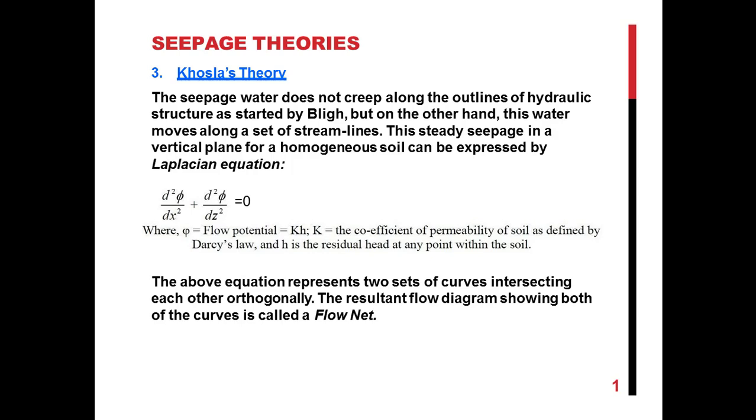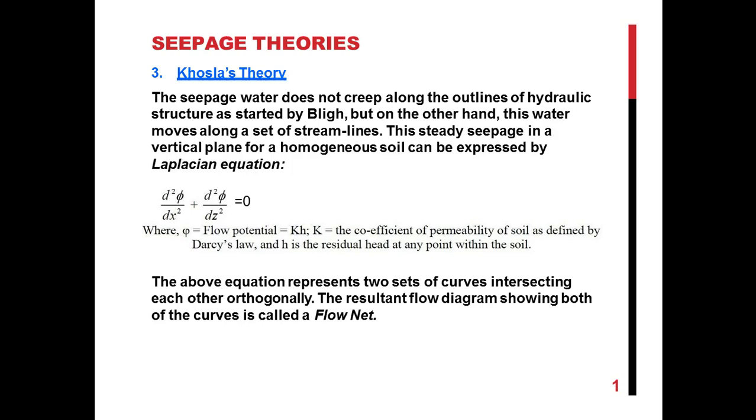Steady seepage in a vertical plane for a homogeneous soil can be expressed by the Laplacian equation, which is d²φ/dx² + d²φ/dz² = 0, where φ is the flow potential, which is equal to kh, and k is the coefficient of permeability as defined by Darcy's law, and h is the residual head at any point within the soil.